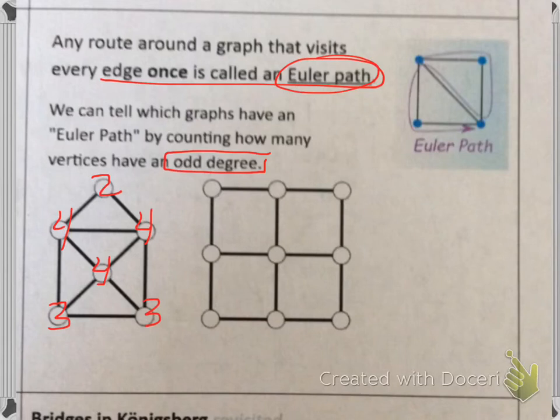We're going to do the same thing here. 2 edges coming in, 3 edges coming in, 2 edges coming in, 3 edges coming in, 4 edges coming in, 3 edges coming in, 2, 3, and 2. So how is that going to help us? Well, let's go and read what Euler's rule is.